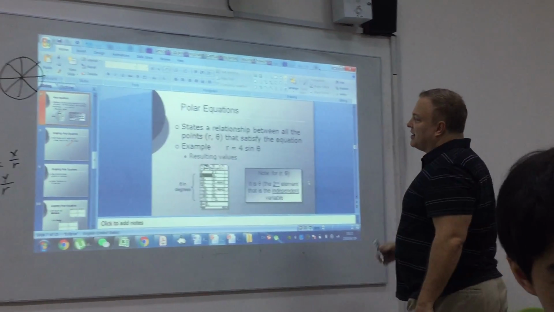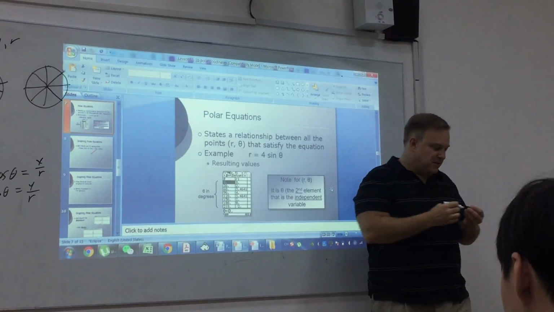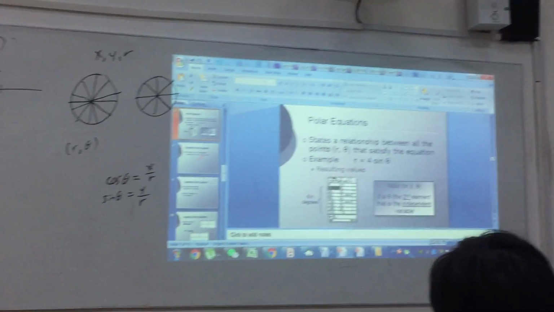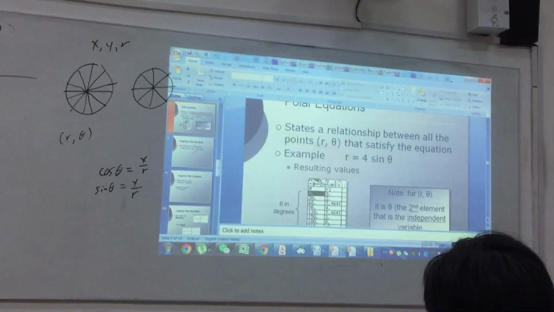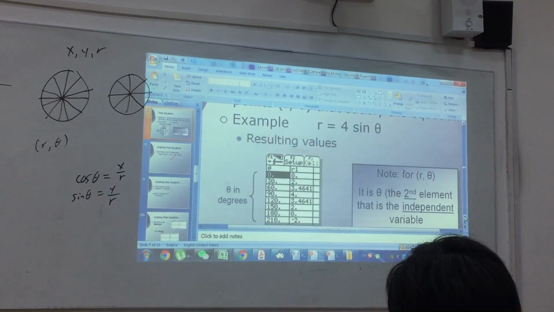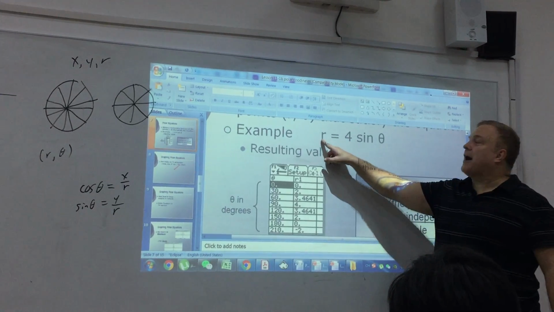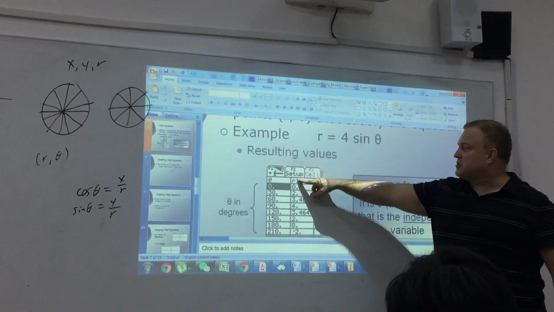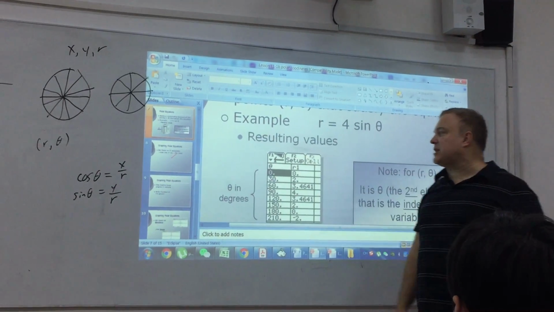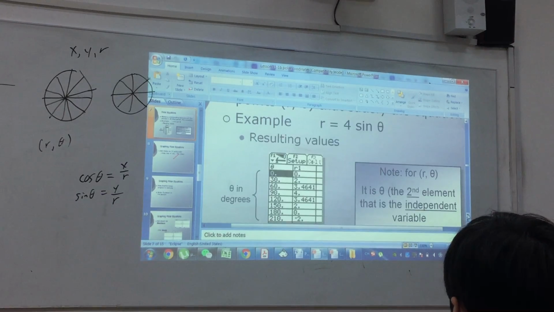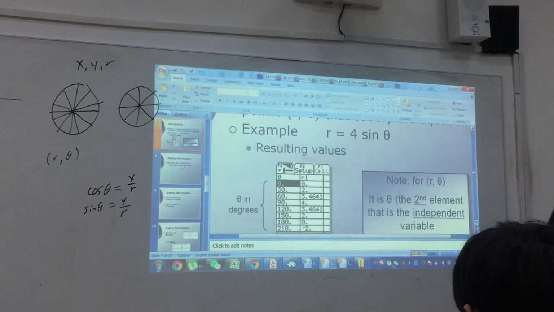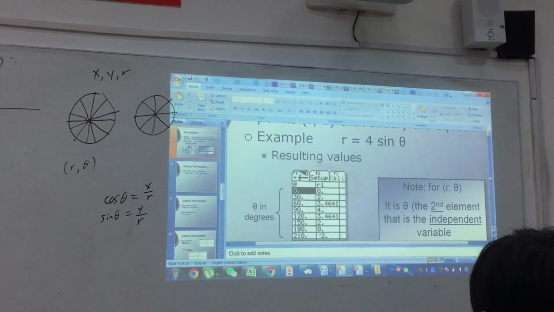But first, let's see if we can actually make a table. Now let me make this a little bit bigger so you can see it better. Okay, so if r is my output variable, which is going to be on this side, and theta is my input variable, which is going to be on this side, we can actually look at some points. Now, just so you know, this picture actually shows what was done on the calculator, and we will learn how to use the calculator in just a moment.